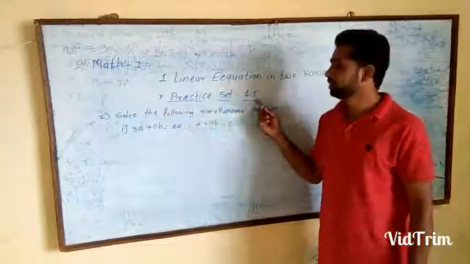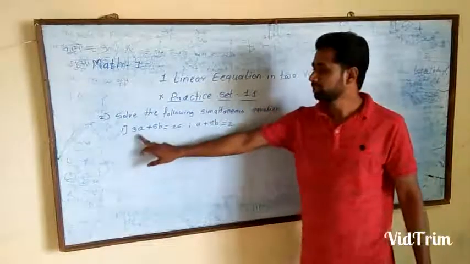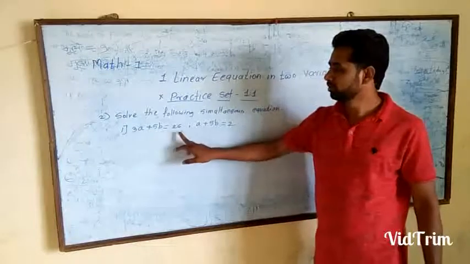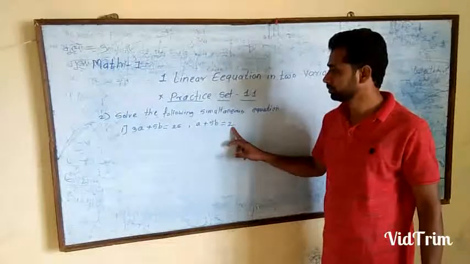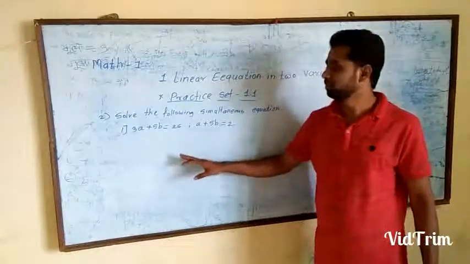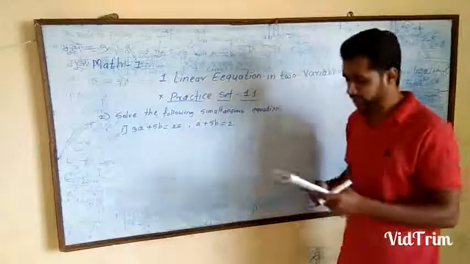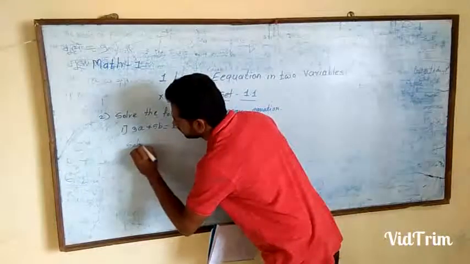Practice set 1.1. Second question. The first question is 3a plus 5b is equal to 26, a plus 5b is equal to 22. Simultaneous equations. You can solve this equation. Write this form first. Solution.